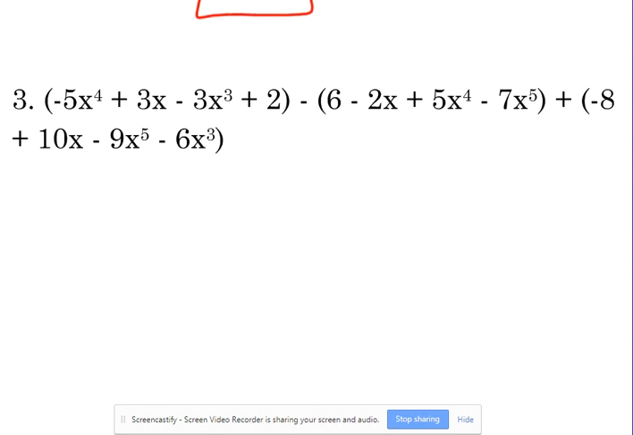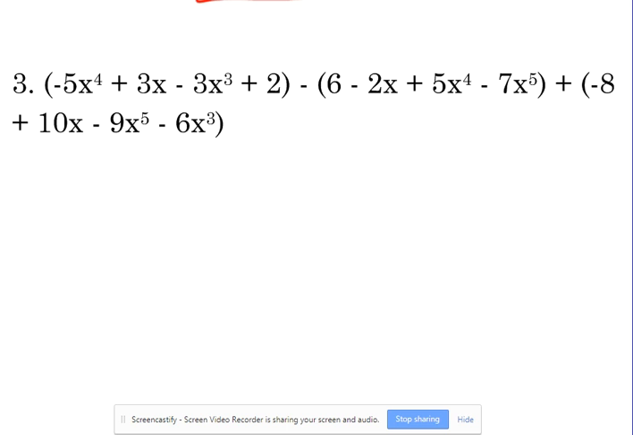We can combine adding and subtracting. So that's what we've got here in number 3. Still we're going to do the same thing. We're going to put them in order. I'm going to briefly look through the entire problem and look for the highest exponent that we've got. The 5th power, right?